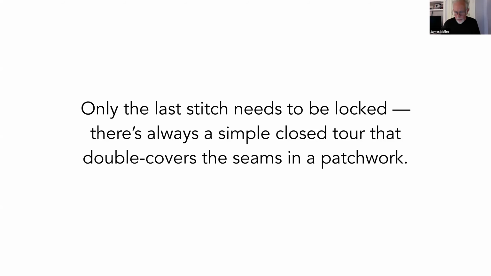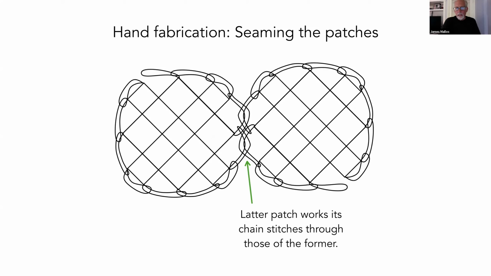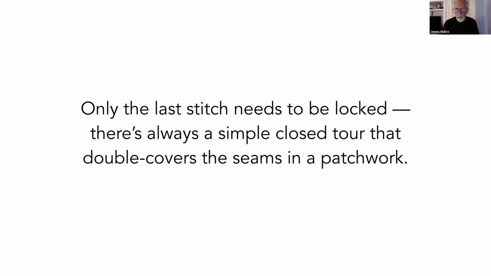One nice thing about, see, we're basically doing this seam twice. We do it once to constrain one of the patches, and a second time to constrain the other at the same time that we interlock the two. So that sounds like extra work to go twice on each seam, but in fact, there's always a simple closed tour that can double cover the seams in a patchwork. And that's not true, of course, if you try to just single cover seams, you end up in dead ends and a lot of starting and stopping. So in some ways, this is an advantage.